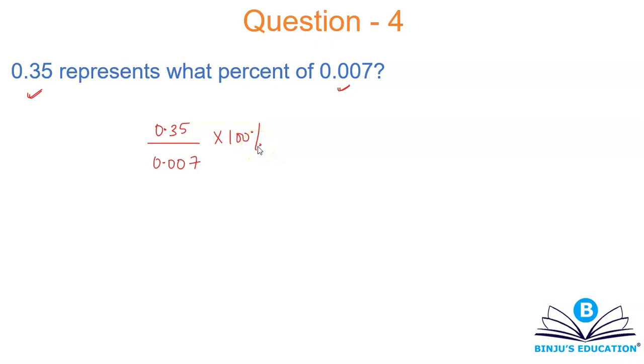So how do you convert absolute to percentage? You take that value, you divide by total quantity, and you multiply by 100%. In this case, your total quantity is 0.007. Do not take it to be 0.35. They are not asking you what is 0.007 in terms of 0.35. They're asking you what is 0.35 in terms of 0.007. We have a habit of taking the denominator value to be a larger value.